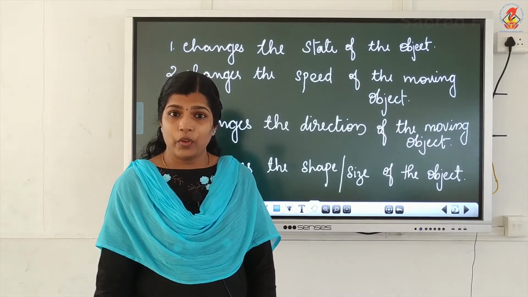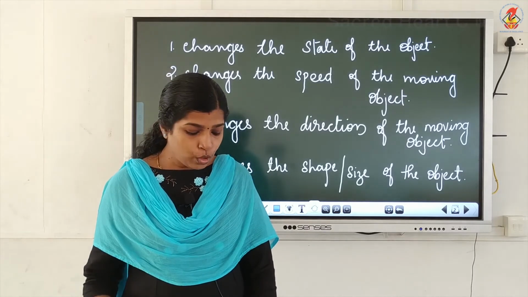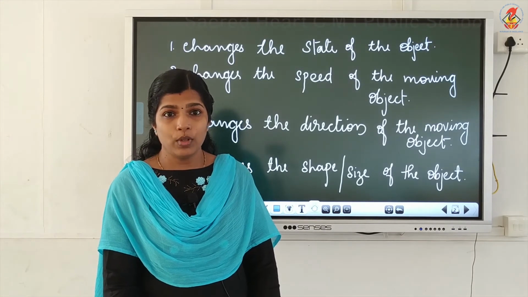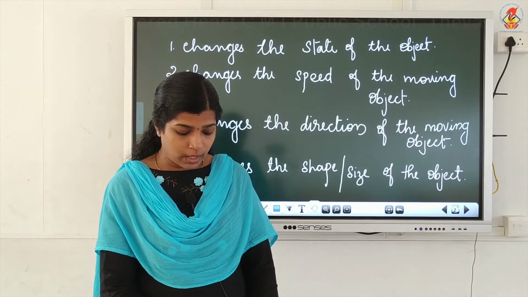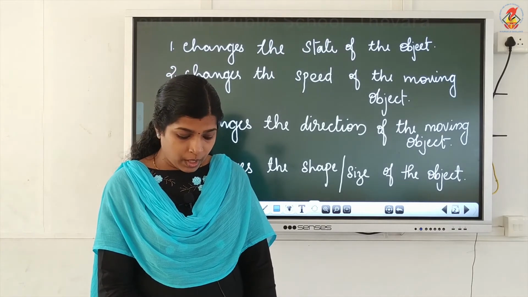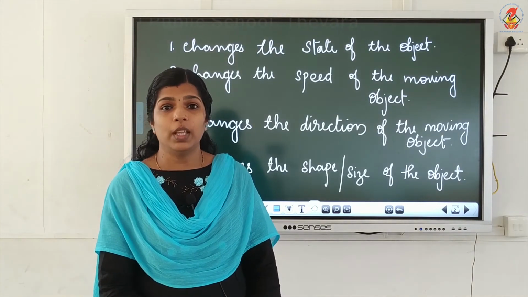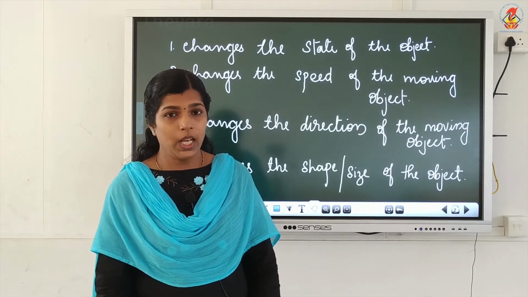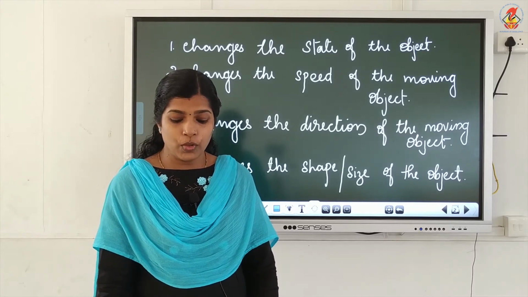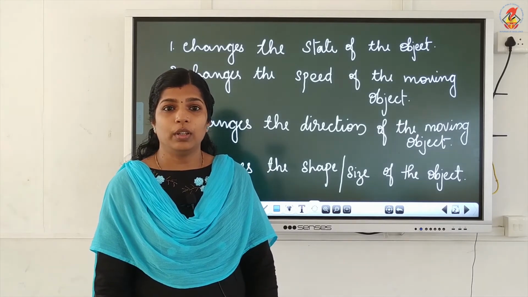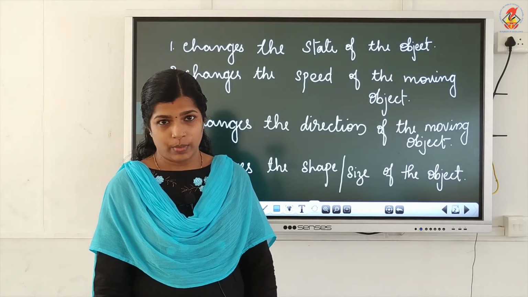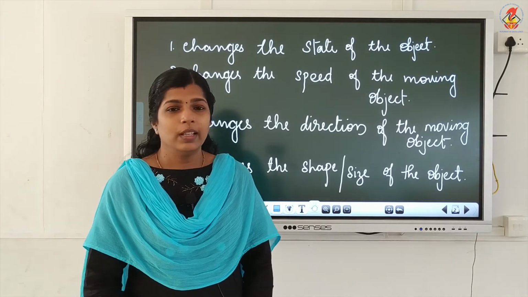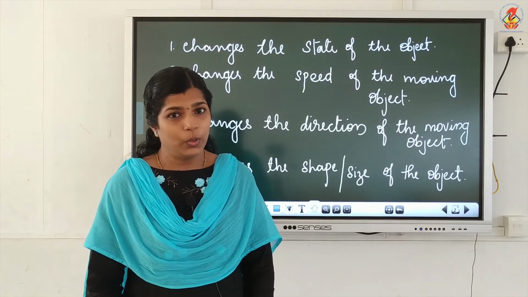So, here we will define it another way. When two forces of equal magnitude but acting in opposite directions on an object simultaneously, then the object continues to be in the state of rest or of uniform motion in a straight line. Such forces acting on the objects are called balanced forces. Just we defined it in another way.